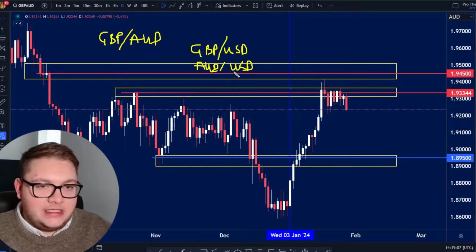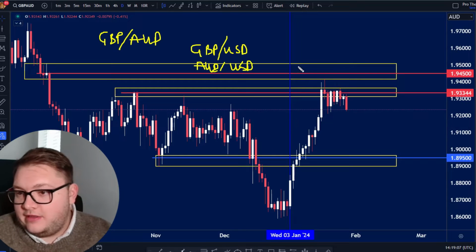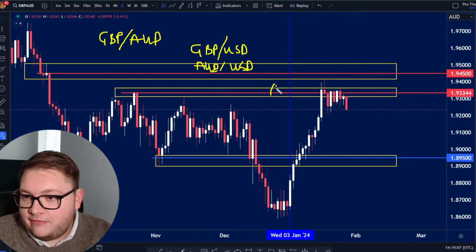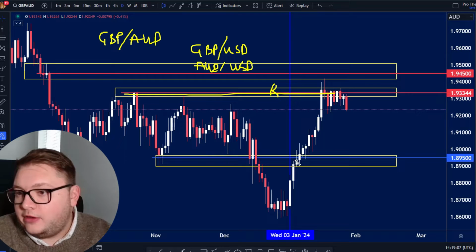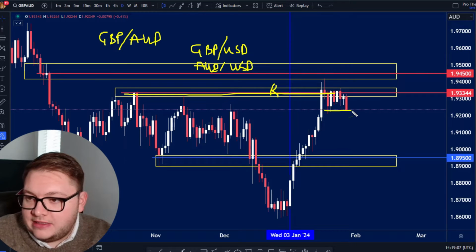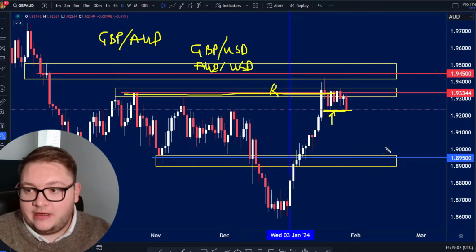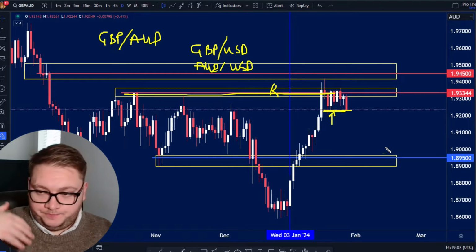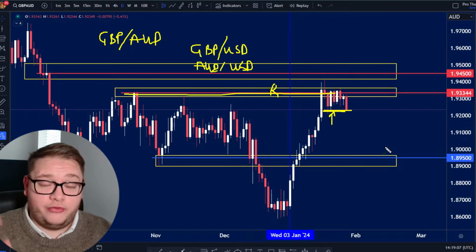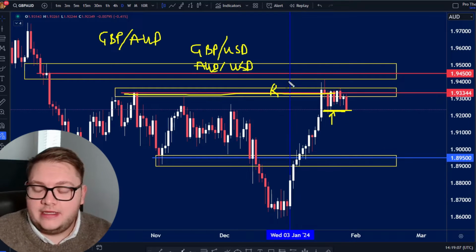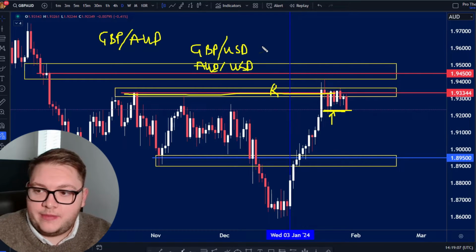Let's say our bias is I want to go long. So let's say at this moment in time, we've come into this area of resistance here on pound Aussie, and the price is coming into an area of potential support down in this little area here. Well, if my bias was to look at that as a technical reason to get long on pound Aussie, then what do I need the major currency pairs to do?